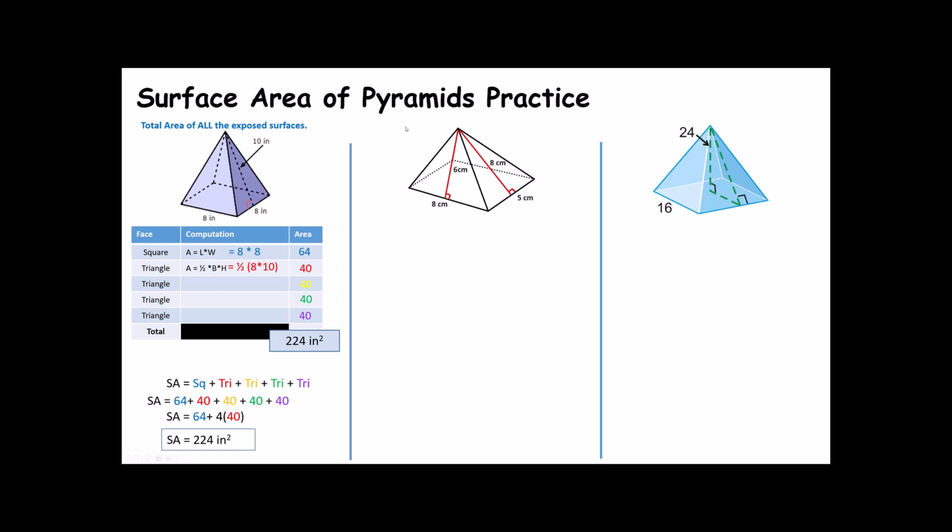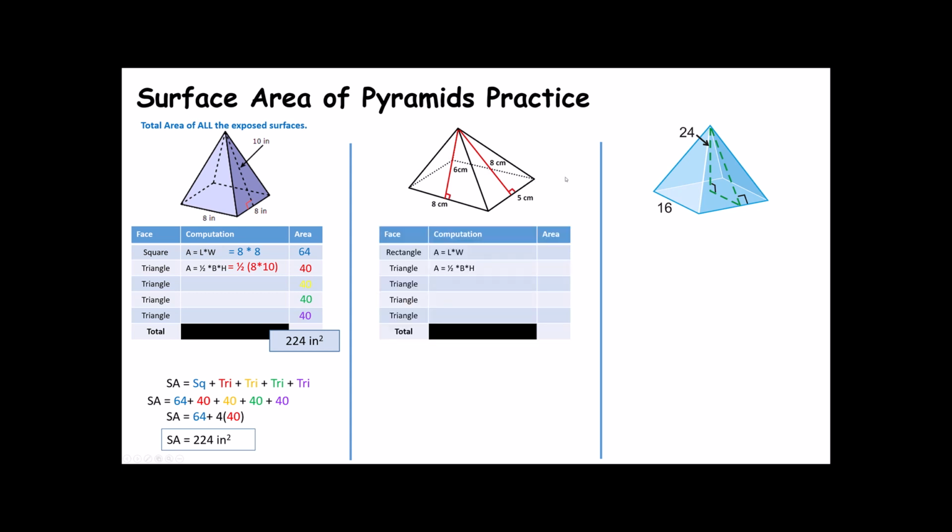Now this middle example is slightly different. Notice that the base is not a square. The base is a rectangle. What that's going to do, number one, is change the triangles so they're not all the same. Because this is a rectangle, if this base is 5, this one is also going to be 5. Because this width is 8, this width is also going to be 8.